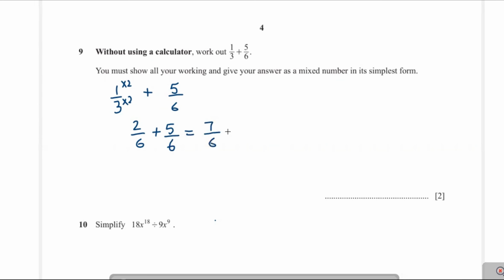And we can write it as 6 times 1 is 6, and 1 is the remainder, so you can write it as 1 and 1 over 6.